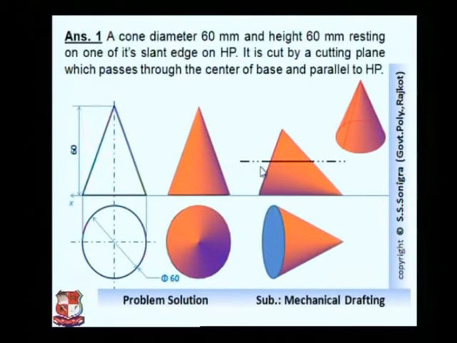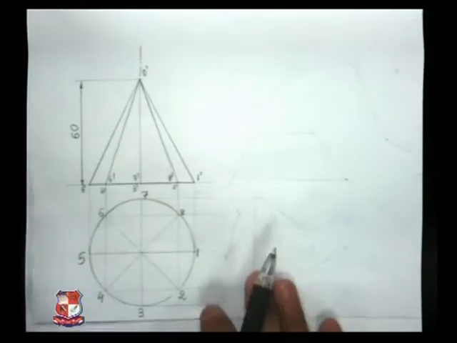Now how to draw it? If I cut this solid at this angle somewhere here, how to draw its top view? We have to do an exercise for that. So let me have a hands-on exercise on how to draw the true shape and how to find the points of intersection.